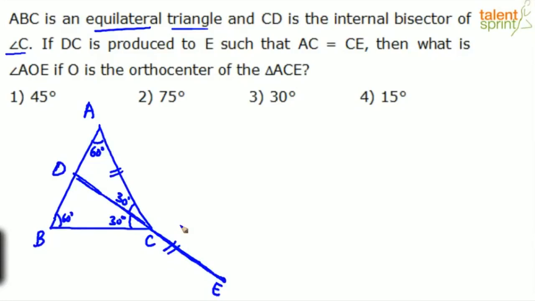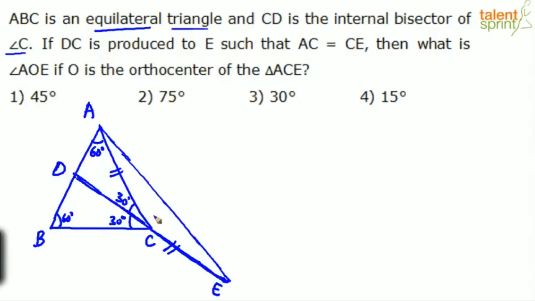Now he's asking us to find out the angle AOE, where O is the orthocenter of triangle ACE. So if you look at it, ACE becomes a triangle now. By joining A with E, we get a triangle here, right? So what did we do? CD was the internal bisector, which was extended up to the point E, and then AC is equal to CE. All right. O is the orthocenter of the triangle ACE.